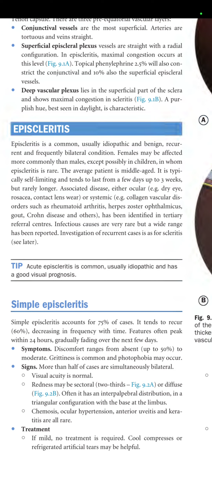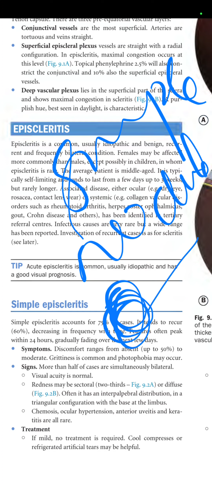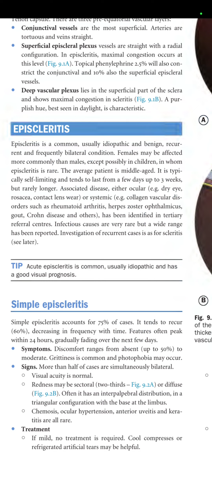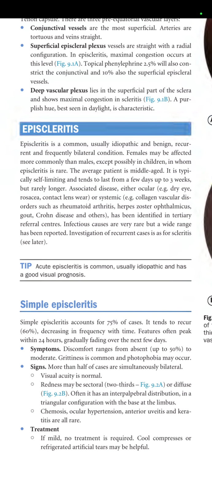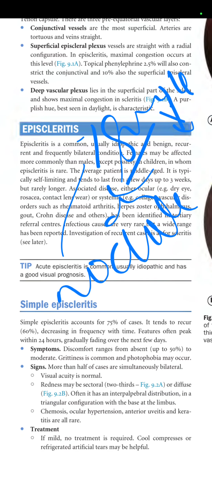So there are two types of episcleritis: simple and nodular. Nodular is basically where there is a nodule formation in the episclera. Simple is when the involvement is diffuse, and it can also be sectoral.